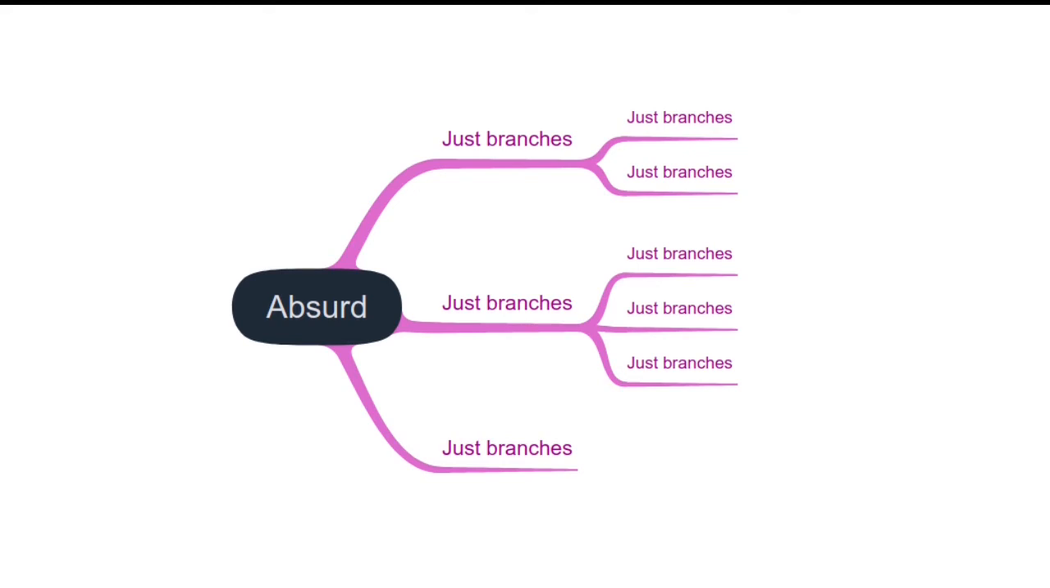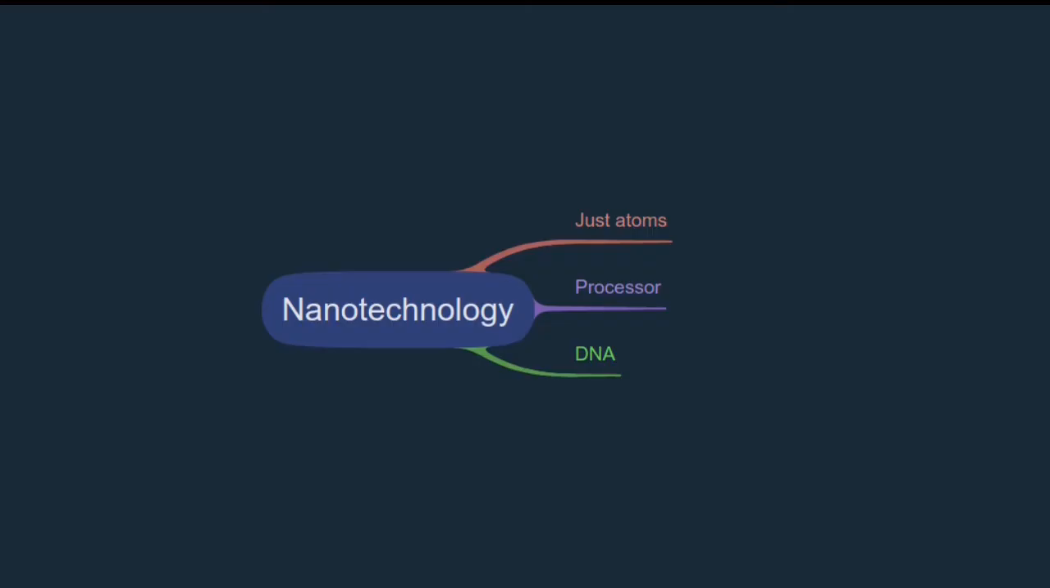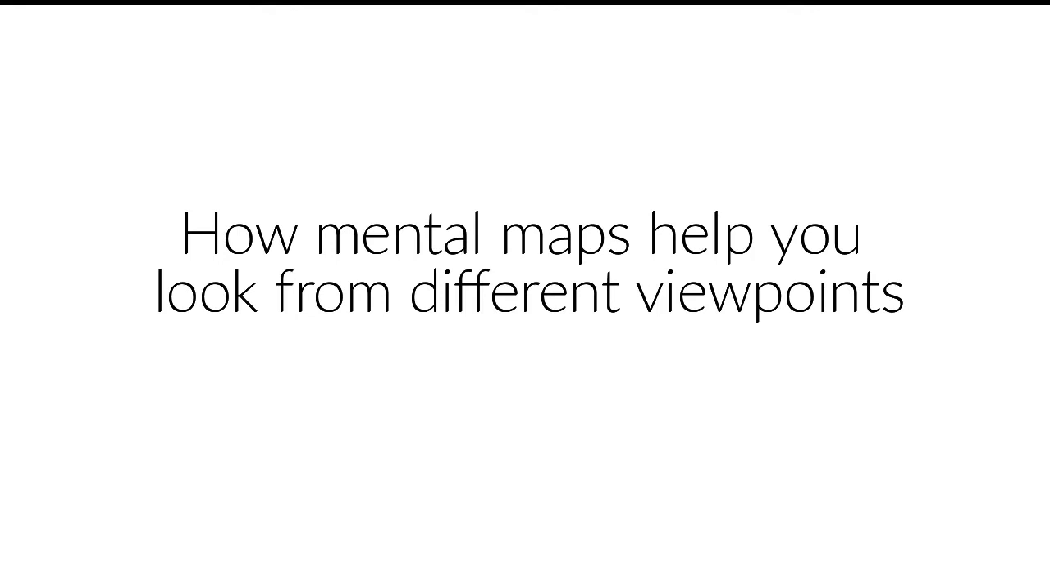I just came here to hear about mind maps, and mind maps are just branches and nothing more in general. That would be another viewpoint, another perspective, and I agree with it too. But you must agree that nanotechnology, for example, and other courses can also be looked at from different viewpoints. For example, on the one hand, nanotechnology is just atoms. On the other hand, it can be more than that. Let's take a look at how maps help you look from different viewpoints.